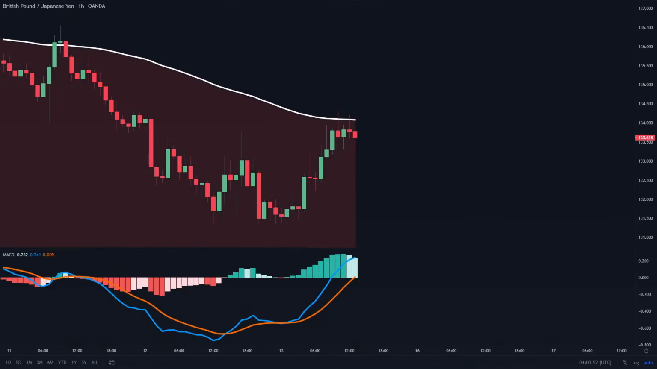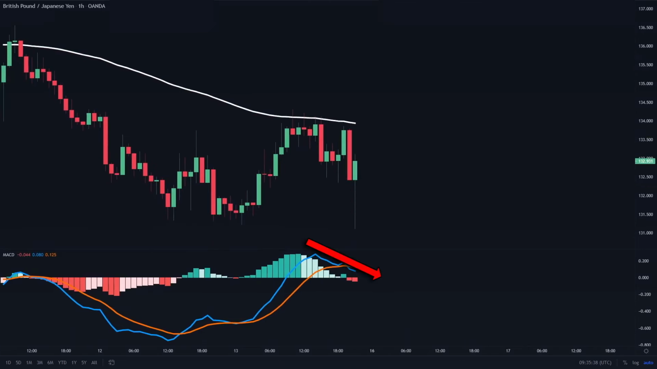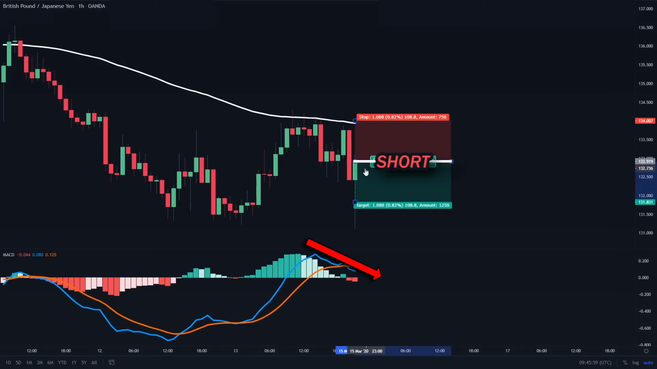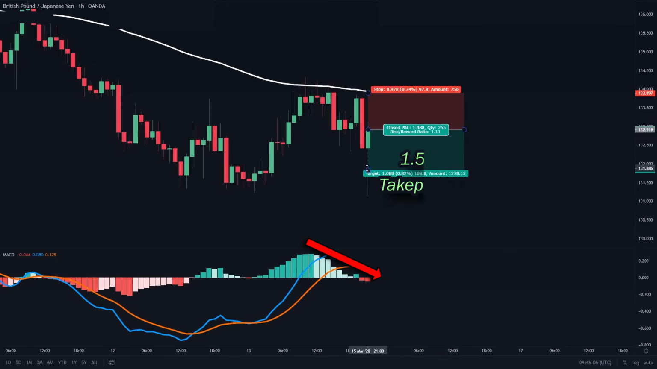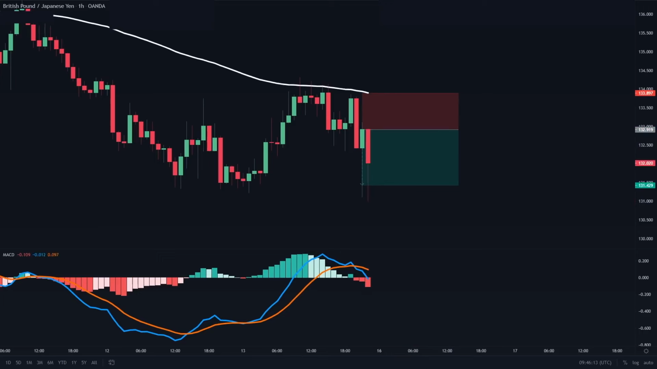In this chart, we can see that the price is below the 100 EMA, indicating that the long-term trend is down. Next, we have a cross down on the MACD. So this will be our entry signal to go short. For the stop loss, place it above the nearest swing high and set the profit target at 1.5 times your stop loss. As you can see, the price hit our profit target, making this a successful trade.